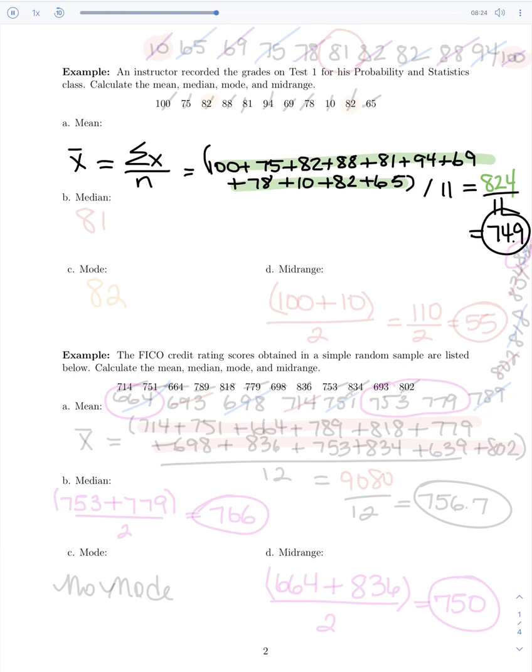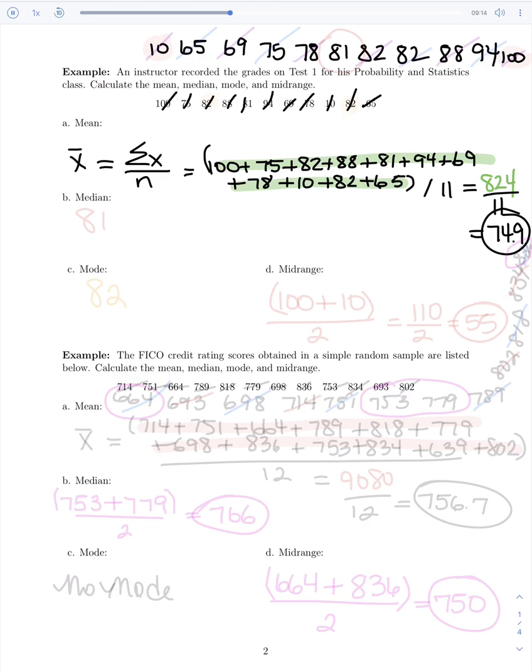Now, in order to find the second thing he wanted us to find, which was the median, to find the middle, I need to put it in order. So I'm going to start out with the smallest first and rewrite everything up on top, which is the 10. Then the next smallest would be, let's see, a 65. And I'm going to cross them off as I go so I don't miss anything. Next would be 69 and a 75, 78, let's see, 81, 82. Oh, there's another 82, 88, 94, and 100.